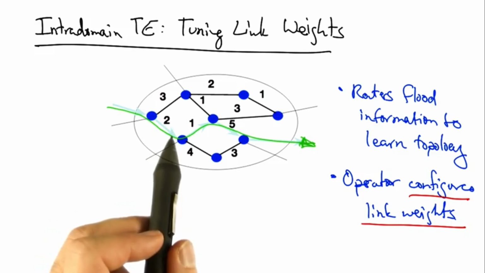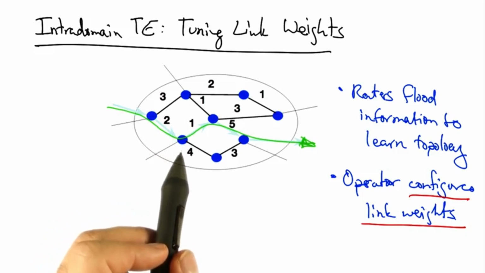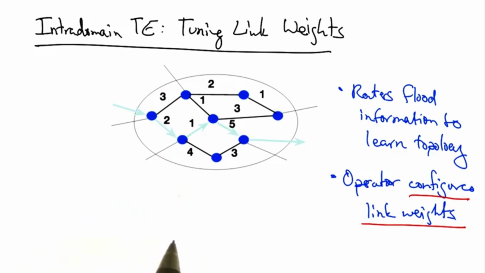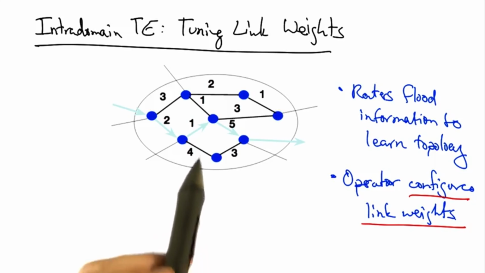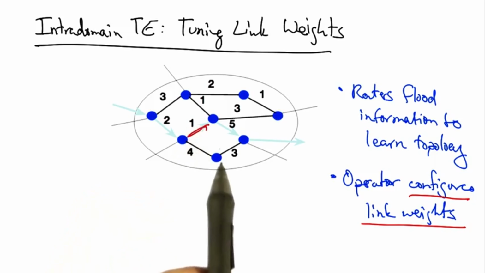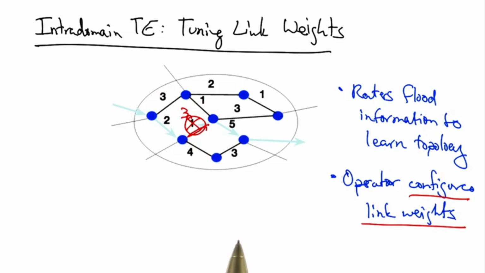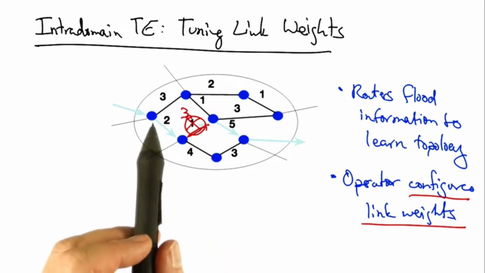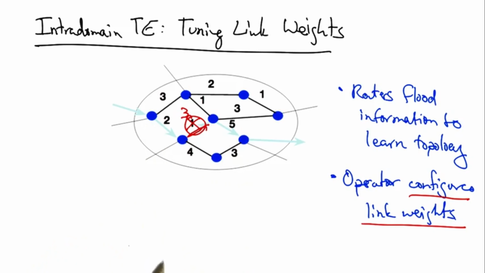In the link weight setting shown here, traffic would flow along the green path. Suppose that the operator would like to shift traffic off of a congested link in the middle of the network, such as this one. By changing the link weight from 1 to 3, the shortest path between this node and this node now takes an alternate route. So we can see from this simple example that by adjusting the link weights in an intra-domain topology, the operator can affect how traffic flows between different points in the network, thus affecting the load on the network links.